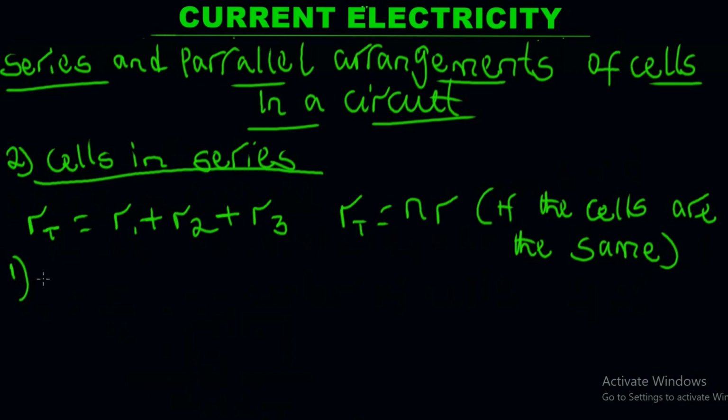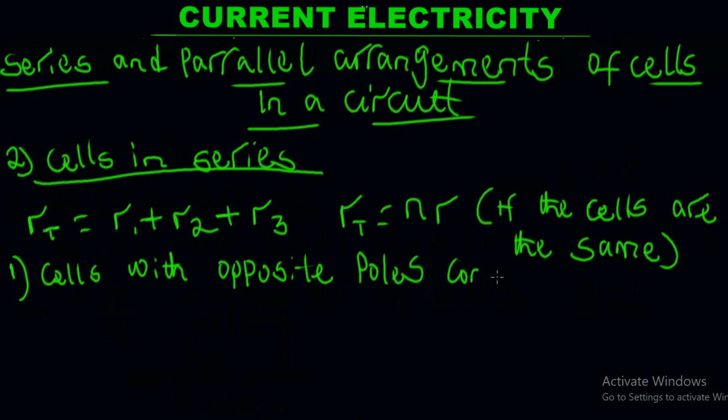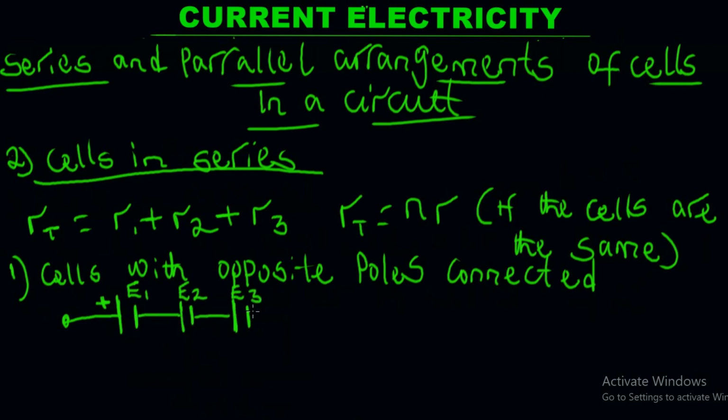Let's start with cells with opposite poles. So you saw what I'm talking about. When the cells with opposite poles are connected, this is how it's going to look like. If you have to draw it, you'll be having something like this. Then series end to end, right? So the same current is meant to flow through each of these cells. So we're having this positive, E1, E2, E3.